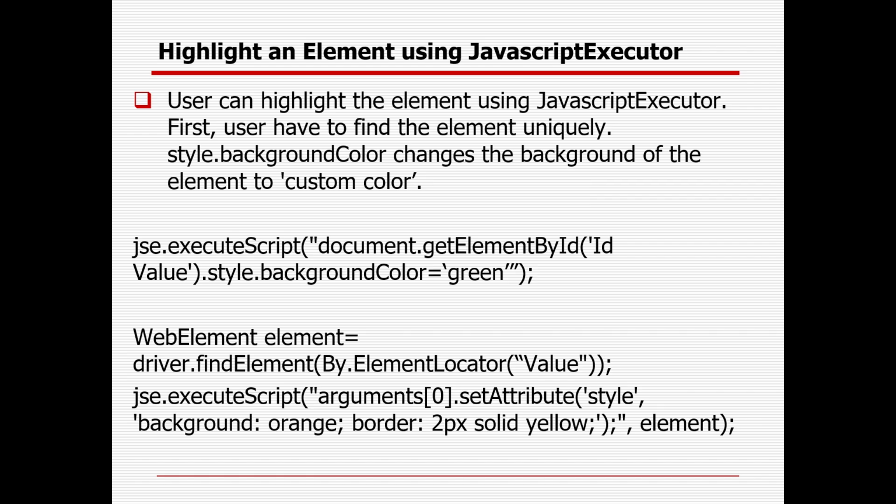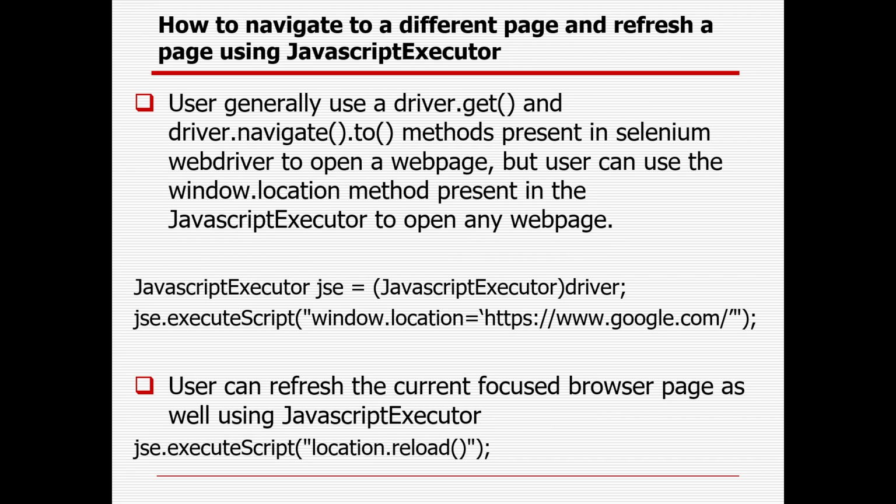You can set the background color, you can have some border, and you can make it solid fill, or you can give some pixels, and you can also give the border color as well. So JavaScript executor also helps the user highlight the element, with some background and some border, with some pixel size, solid or dotted line, and also with color. Now what are the other important options we can deal with?